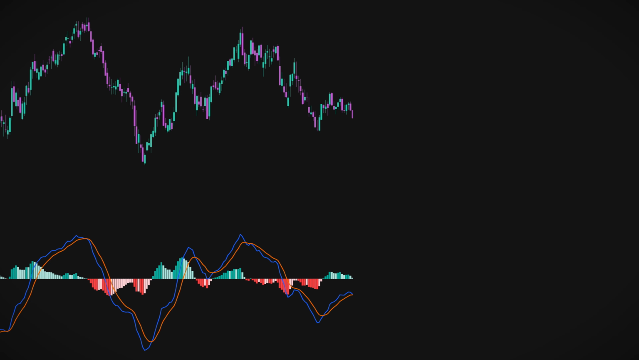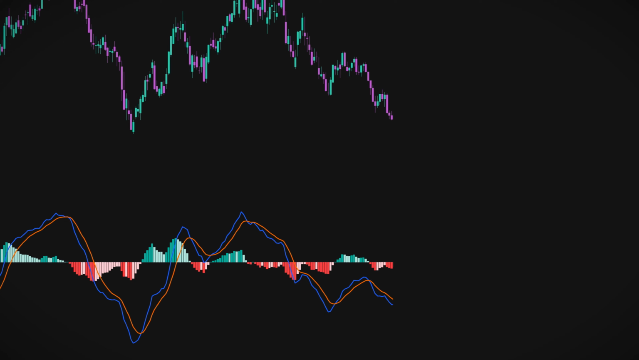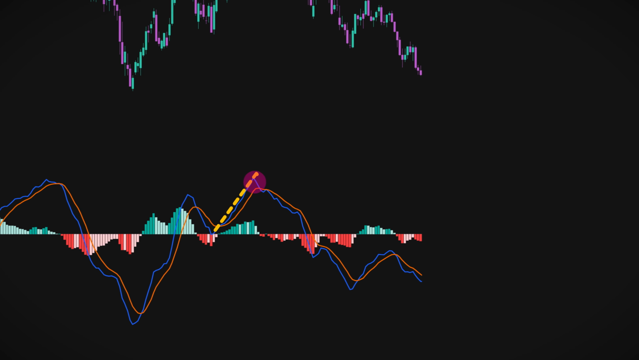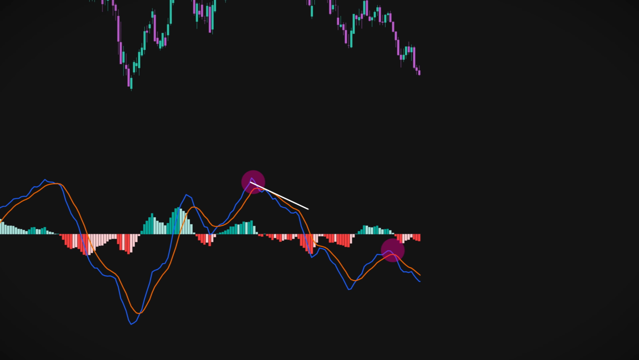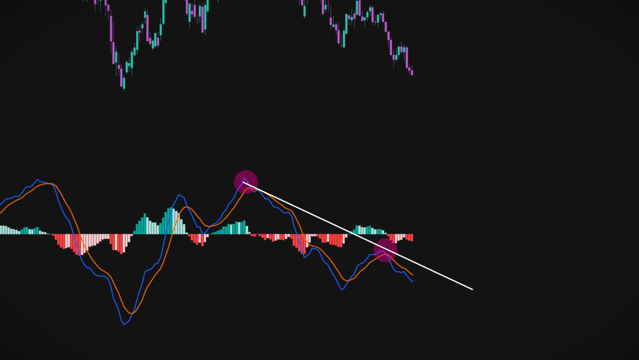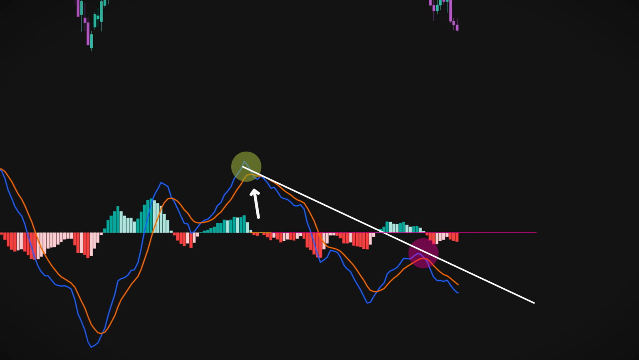In this strategy, we draw trend lines on the MACD. To make it simple, I've used a real chart to show how it works. On this chart, you'll see the MACD in a clear downtrend, forming a high and then a lower high. Following the same trend line principle, we connect these 2 points on the MACD to form our trend line. Remember, the first high must be above the zero line, and the second below it.